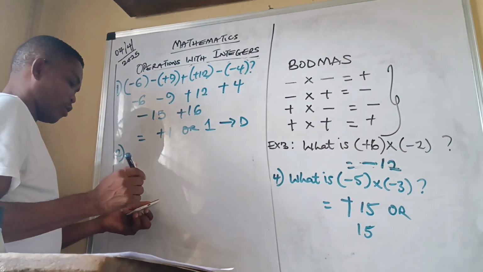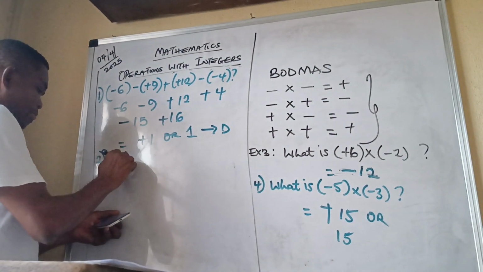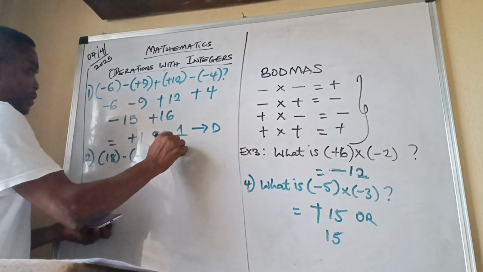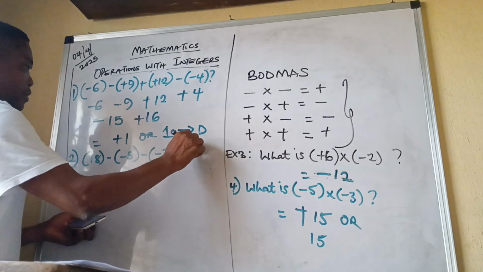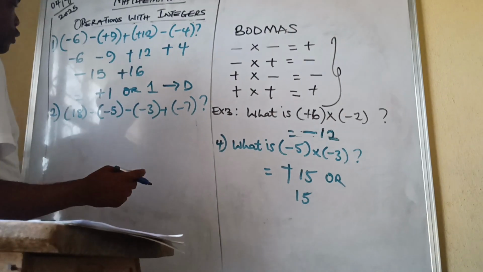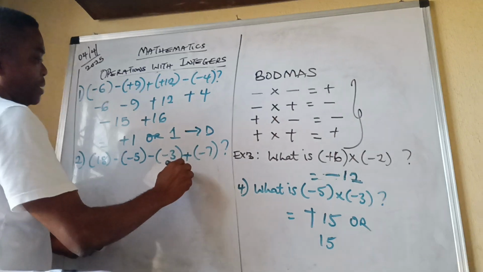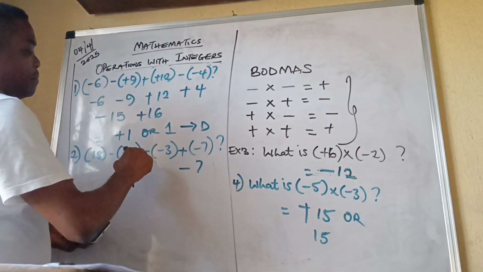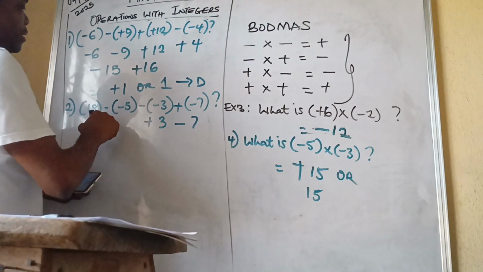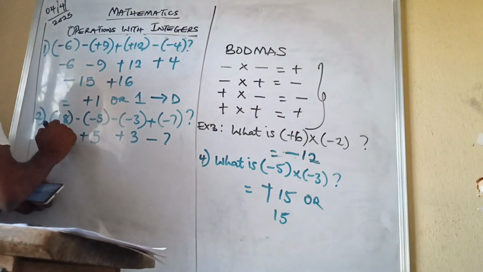Which of the following is equal in value to 18 in brackets, minus 5, minus 3, plus minus 7. Now let's take a good look at this. The same approach, there's no difference. Plus times minus is minus. I bring down my 7. Minus times minus is plus. I bring down my 3. Minus times minus is plus. I bring down my 5. Then I have 18, positive 18.